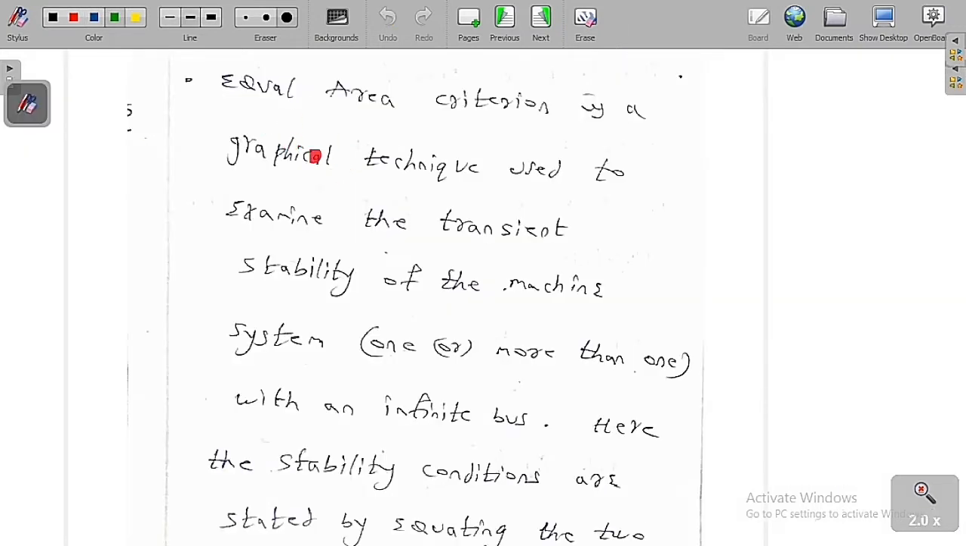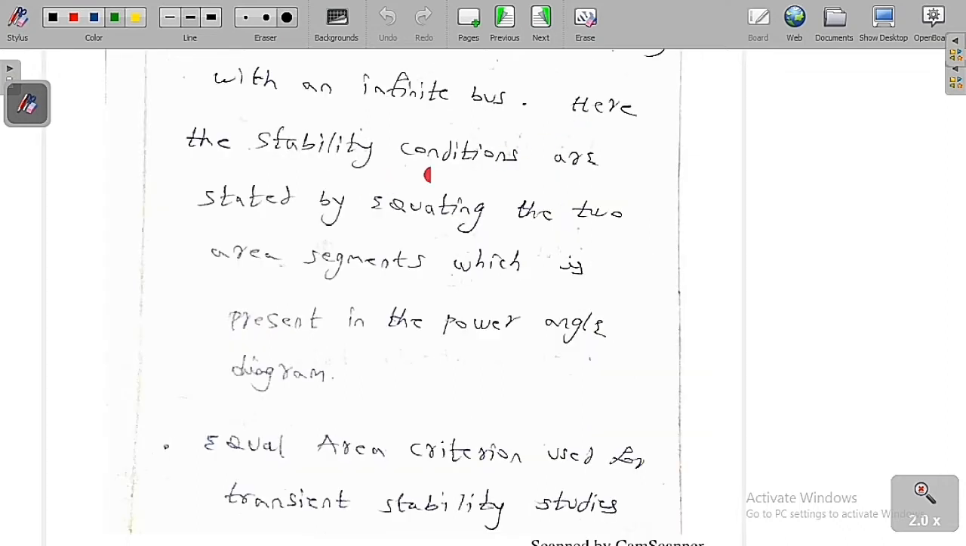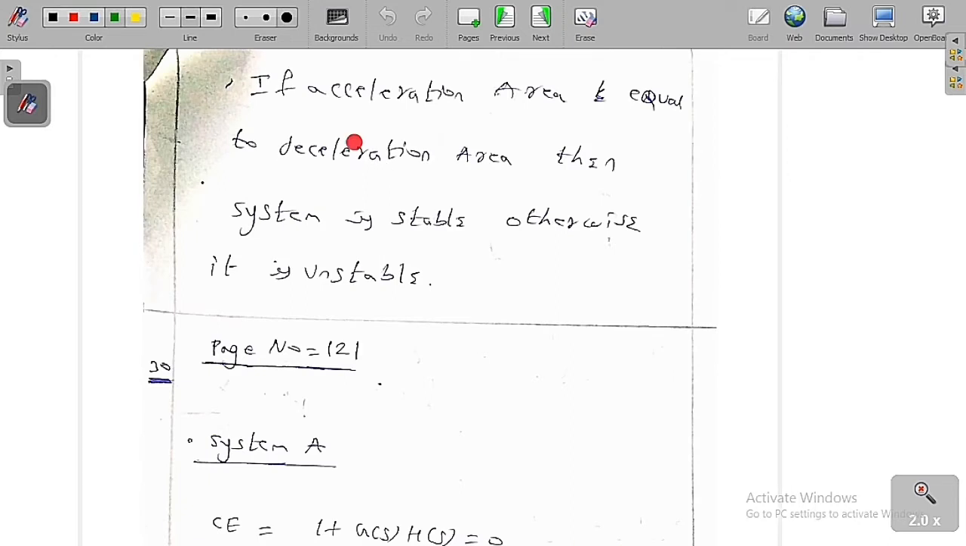So we can see clearly here, equal area criteria is a graphical technique which is used to examine the transient stability of the machine system, one or more than one with an infinite bus. Here the stability conditions are stated by equating the two areas in the power angle diagram. Equal area criteria is used for the transient stability studies. If the acceleration area is equal to deceleration area, then the system is stable, otherwise it is unstable.